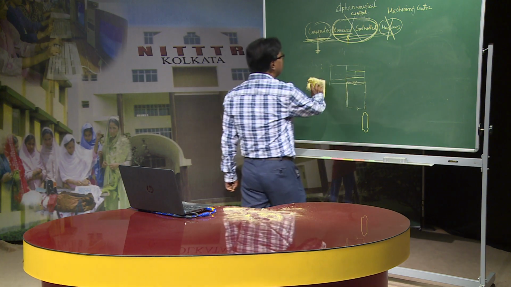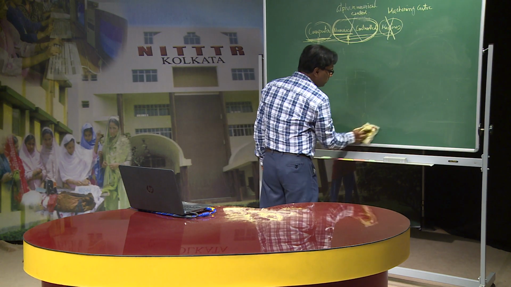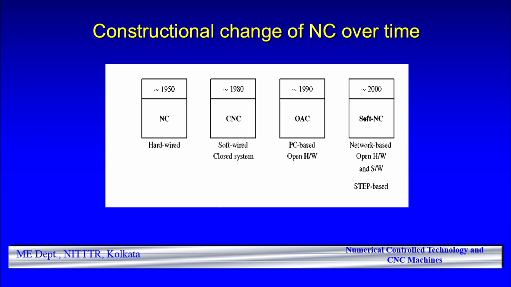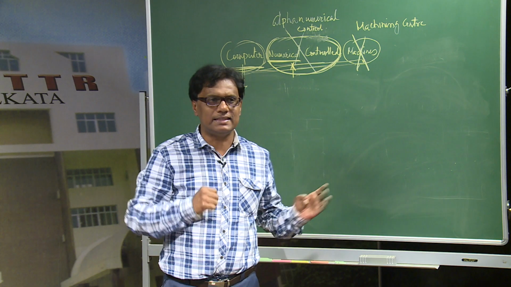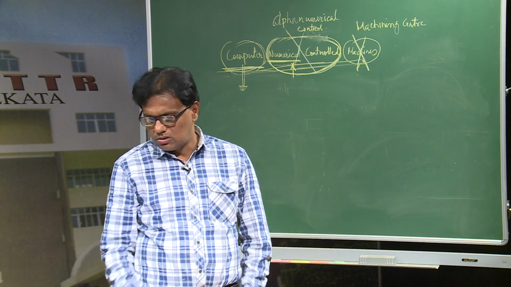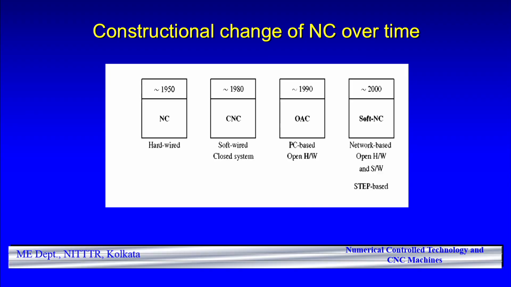This is a very brief history. In 1950 there was an earlier version of the CNC machine, the NC machine, which of course was hardwired, with no computer. Then the CNC machine began in 1980. Then after 1990 it is open architecture control. Then from 2000 onwards we are using computers, and we call it soft NC machines.